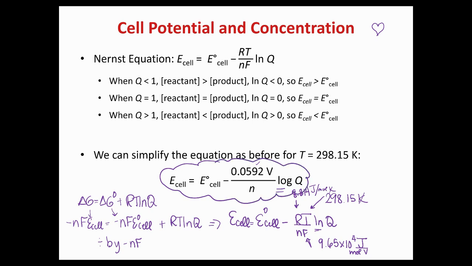Now, this one's fine too. They're both okay. Which one should you use? Almost every book I've ever seen converts it over to log. So when I give this to you on your test, it's going to look exactly like the one that I've circled with the little stars. And keep in mind, that's taking all of these numbers, the 8.314 multiplied by 298.15 divided by Faradays, and then the conversion factor from ln to log. That's where you get the 0.0592.